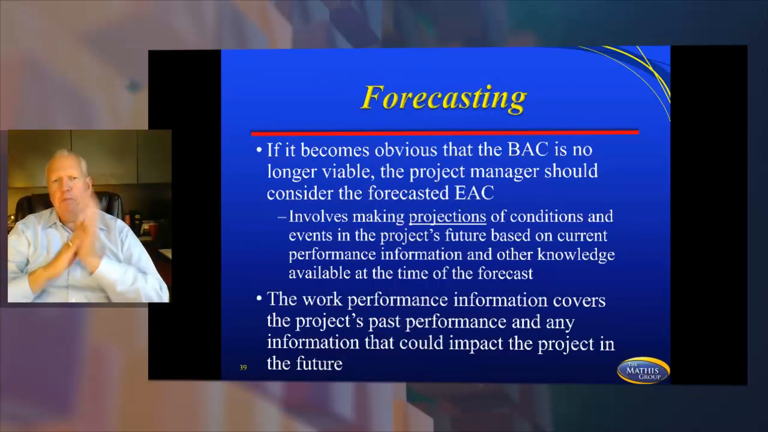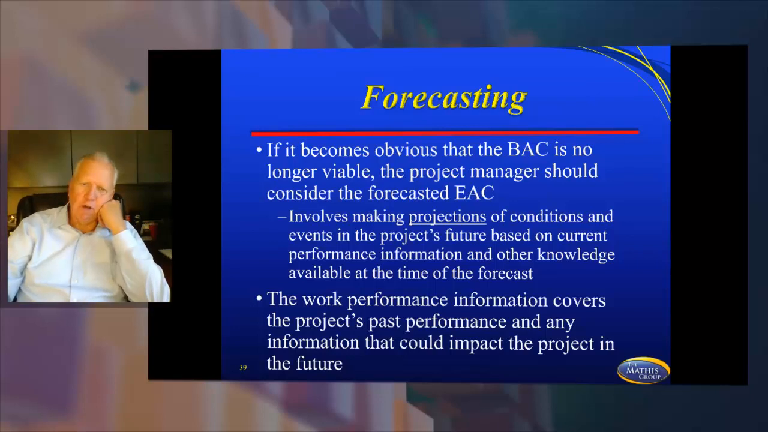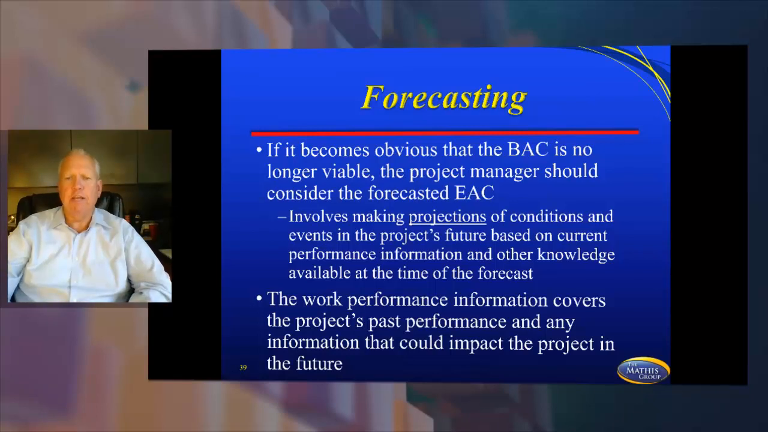If it becomes obvious that the BAC is no longer viable, the project manager should consider the forecasted EAC, that's estimate at completion. It involves making projections of conditions and events in the project's future based on current performance information and other knowledge available at the time of the forecast. The work performance information covers the project's past performance and any information that could impact the project in the future. So this is where you see your EAC formulas.